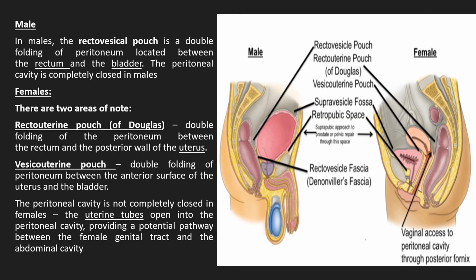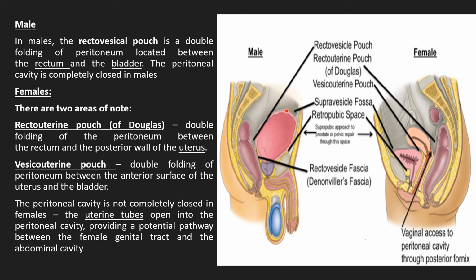So over here students, let's see those pouches in case of males and females in detail. In the males, the rectovesical pouch is a double layer fold of peritoneum, and that is located between the rectum and the urinary bladder. And the peritoneal cavity in case of males is completely closed. So you see, this is the urinary bladder.